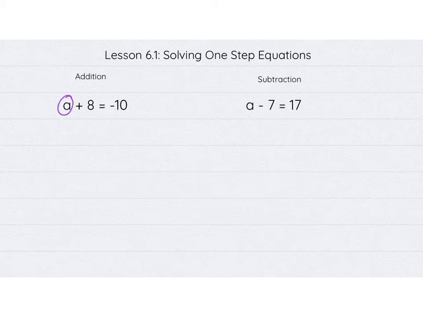So we'll circle the variable and draw a line down from the equal sign. Remember, you're doing the inverse operation. So this is an addition equation. We're going to subtract the constant. So move -8.